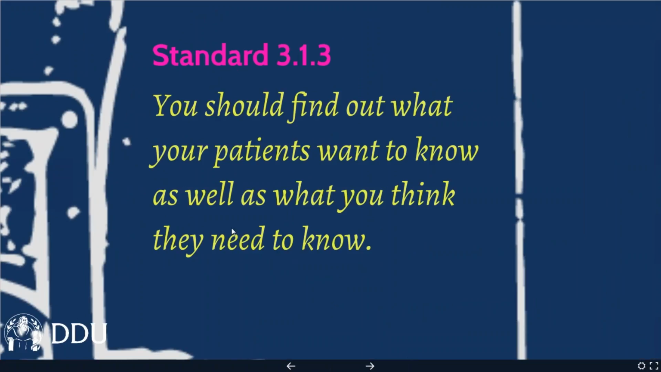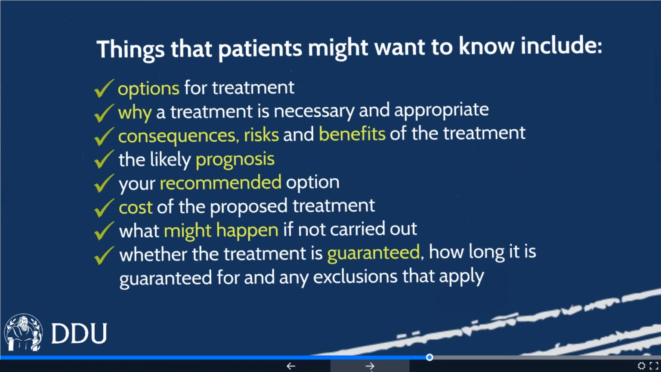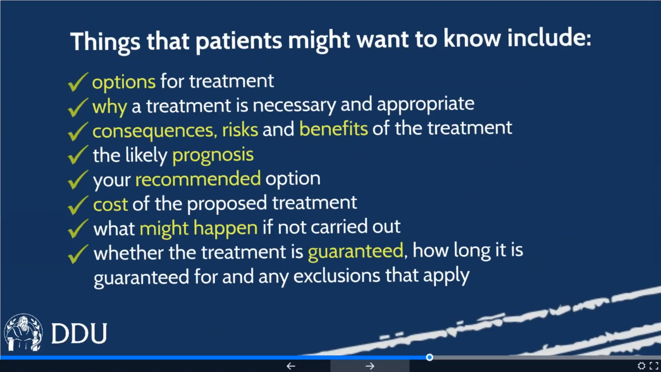And it's a two-way process. Montgomery would expect this of us, but we find out what our patients want to know as well as what we think they need to know. And it's about meeting their expectations, because their perception of what they want and need is quite often different to what we understand they require.